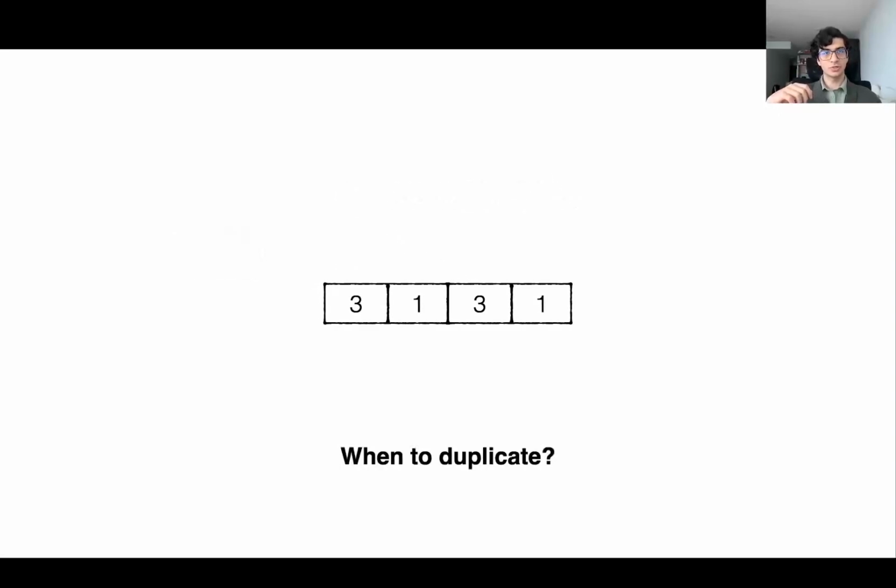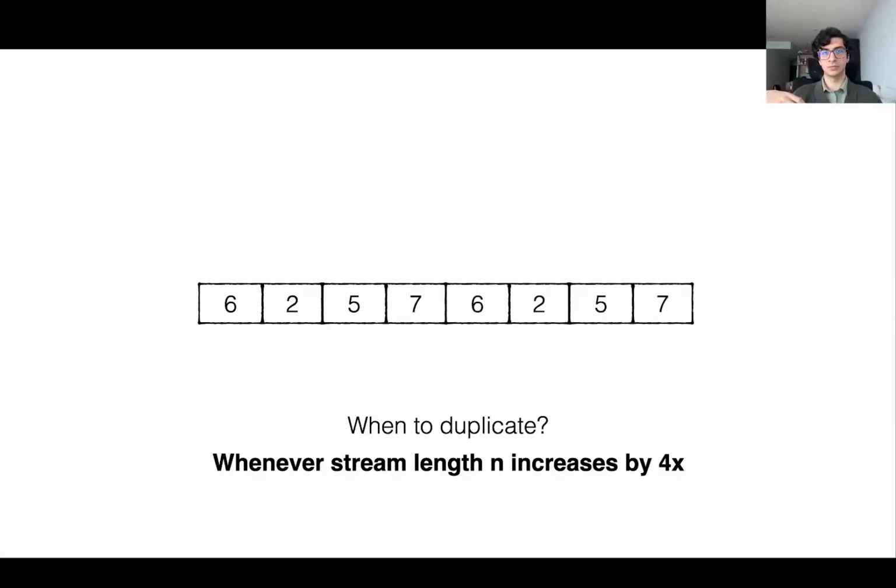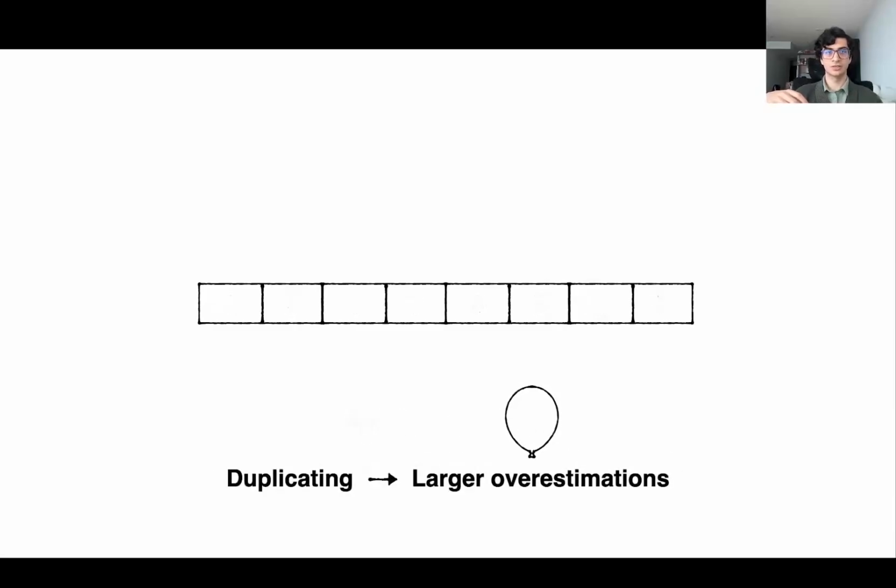So an important question to be answered is, when do we duplicate the arrays in the sketch? As a default choice, Sublime duplicates whenever the stream length n increases by a factor of 4. So as I insert more keys, I keep track of the length of the stream and eventually duplicate the array. Of course, this process duplicates the counts of the old keys and potentially leads to large overestimations.